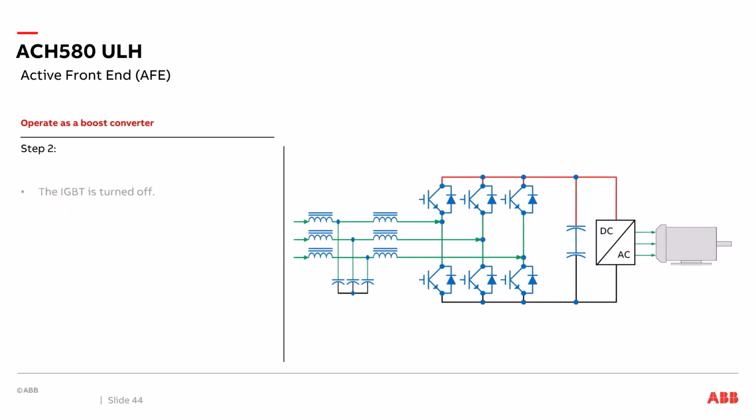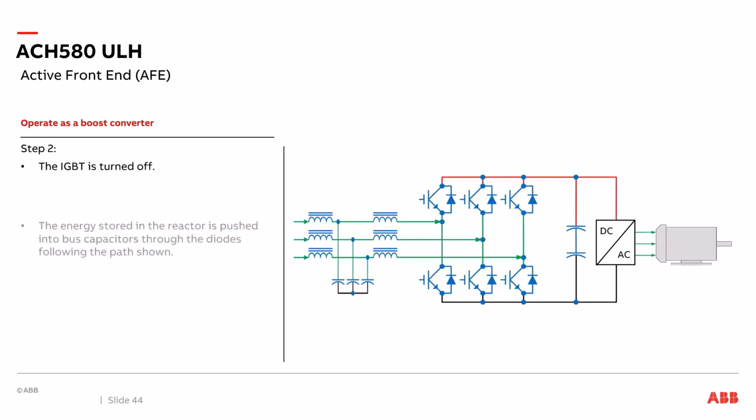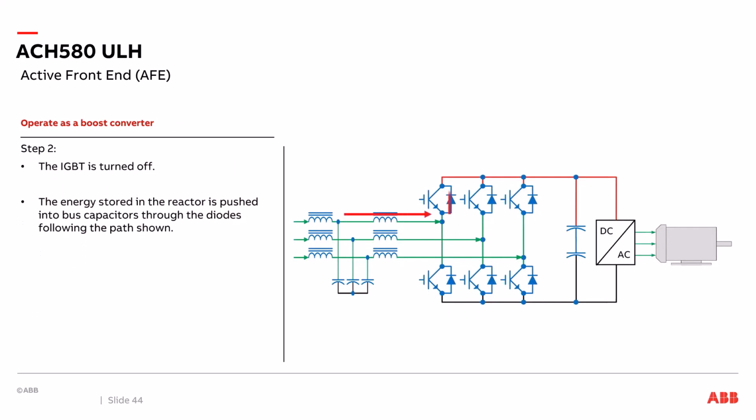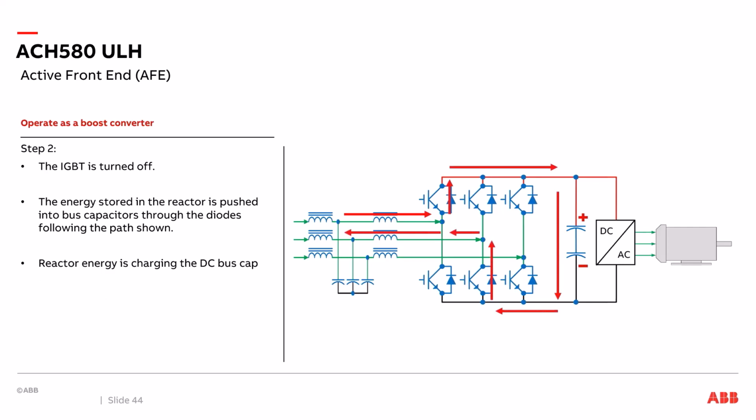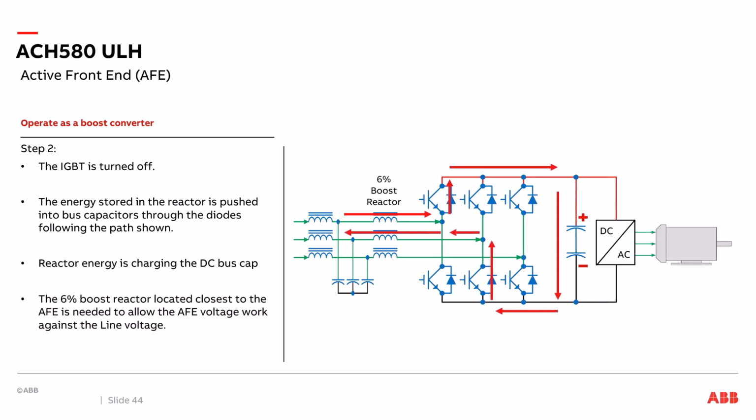Step 2, the IGBT is turned off. The energy stored in the reactor is pushed into the bus capacitors through the diodes, following the path shown. The reactor energy is charging the DC bus capacitors. A 6-point boost reactor located closest to the active front end is needed to allow the active front end voltage to work against the line voltage.